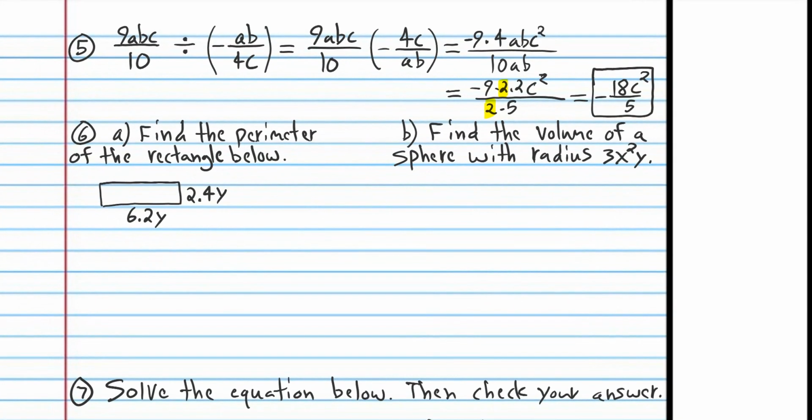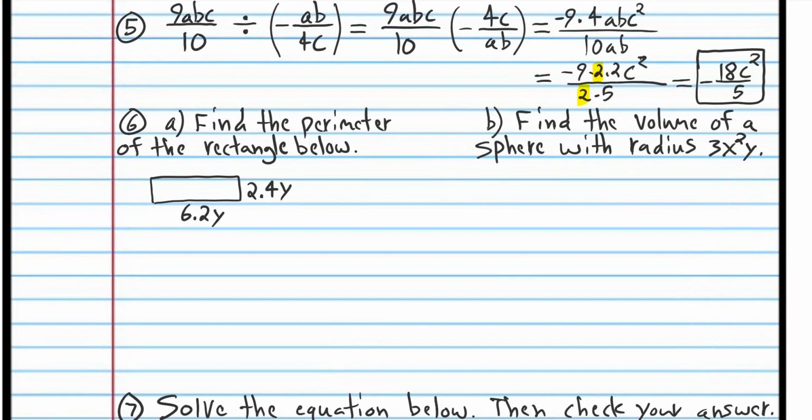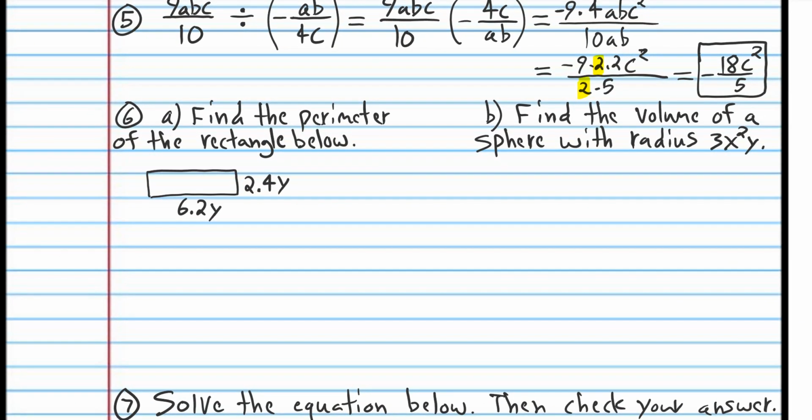On number 6, find the perimeter of the rectangle below. So perimeter is something that you need to remember. Never forget what perimeter is, and don't forget what area of a rectangle or a square or a triangle is. Those things you need to remember for the rest of your life. So perimeter, we just add up all the sides.